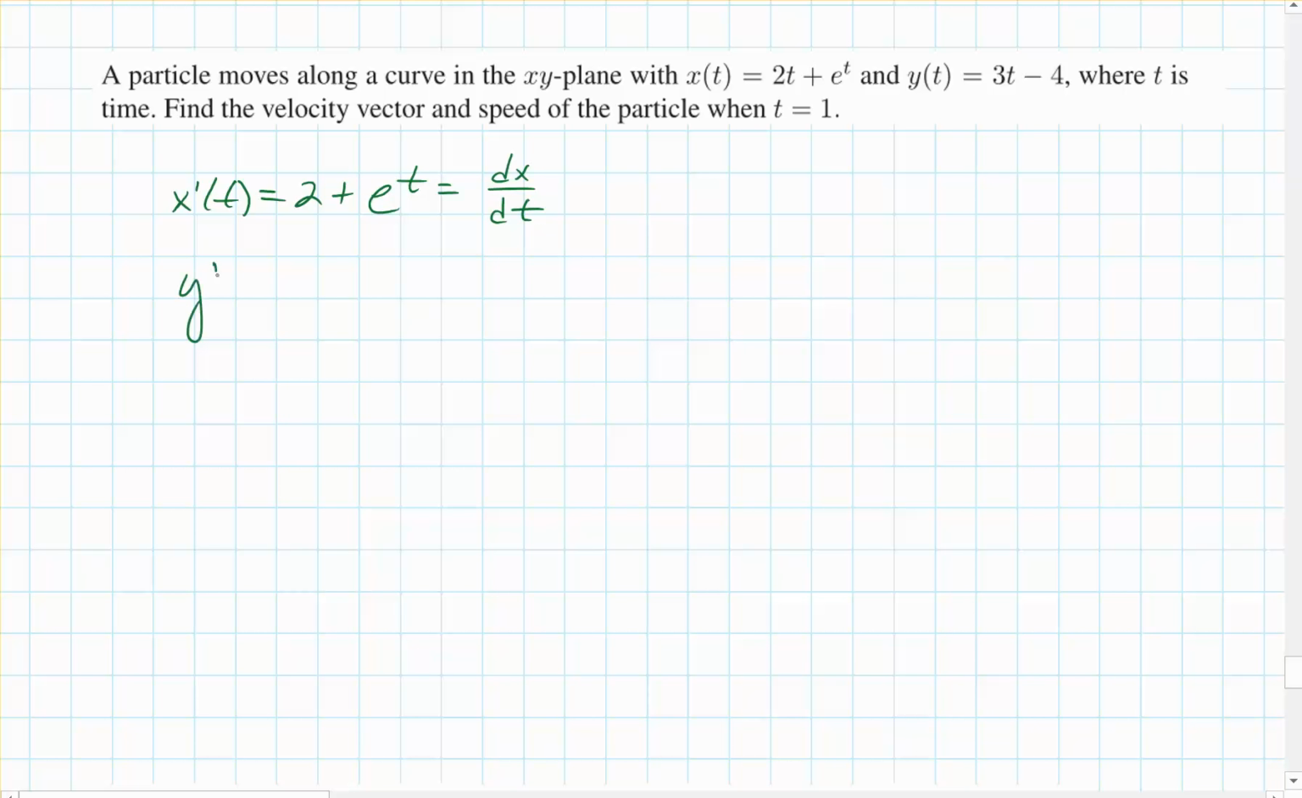What is y prime of t? It's just 3, right? And that's dy/dt, right? This asks, find the velocity vector and speed of the particle when t equals 1. So many of you went to speed first. If you wanted speed, speed is the what? Magnitude of the velocity vector.